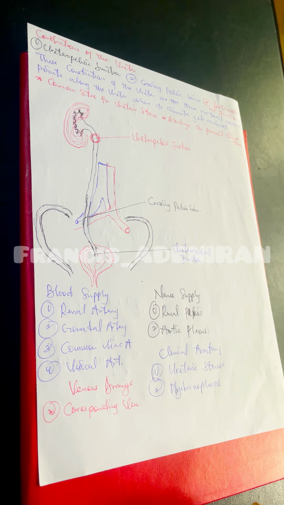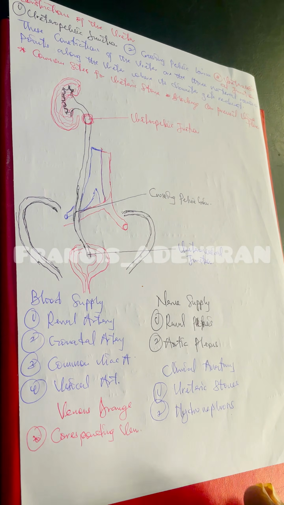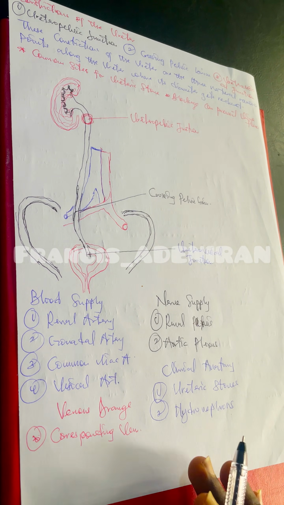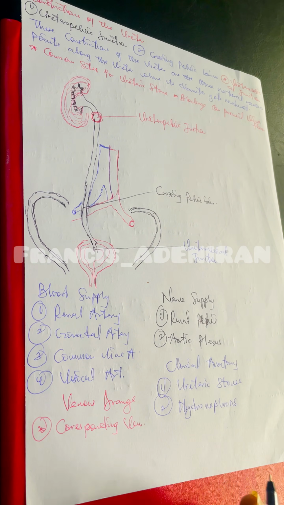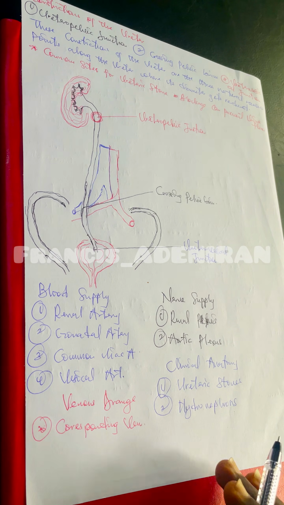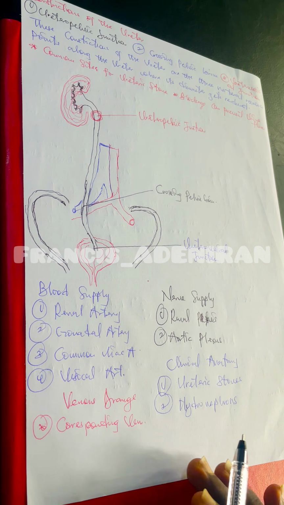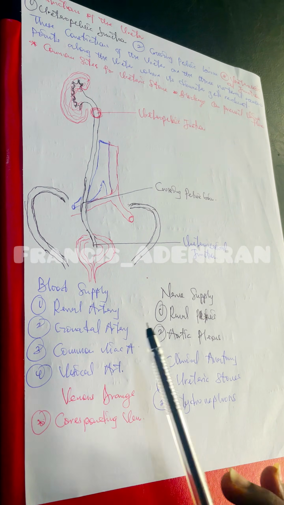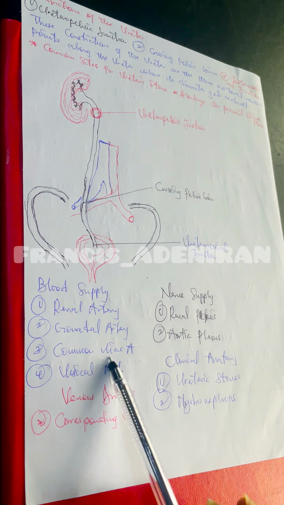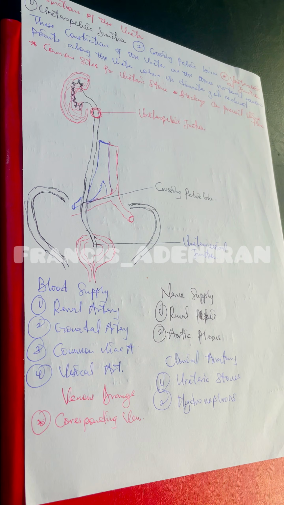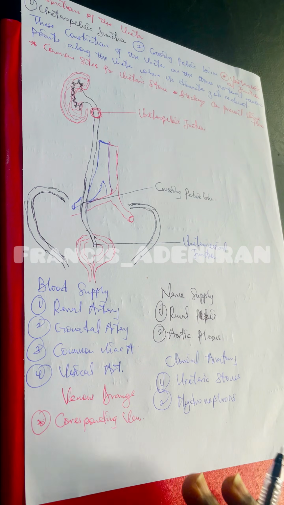Now let's move straight to the blood supply of the ureter. The blood supply is by the renal artery, the gonadal artery, the common iliac artery, and the vesical artery. The nerve supply is by the renal plexus and the aortic plexus. The venous drainage is by the corresponding veins to these arteries. And the clinical anatomy is ureteric stones and hydronephrosis.